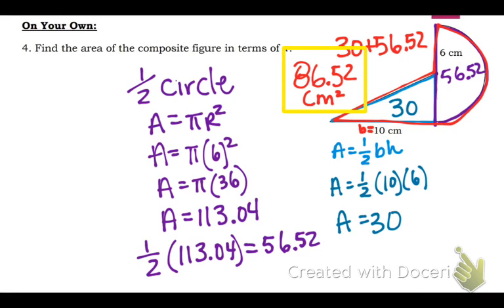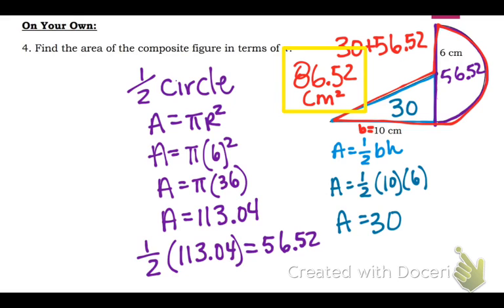Bringing it back in. What do we get as our final answer? 86.52. Did you take half of the area of the circle? No, you did not. Did you add 113 plus 30? It's a semicircle. It's only half of it. So you have to take half of the area of the circle, which is 56.52. Then you add them together. It's all good. All right, we move on to the next one.